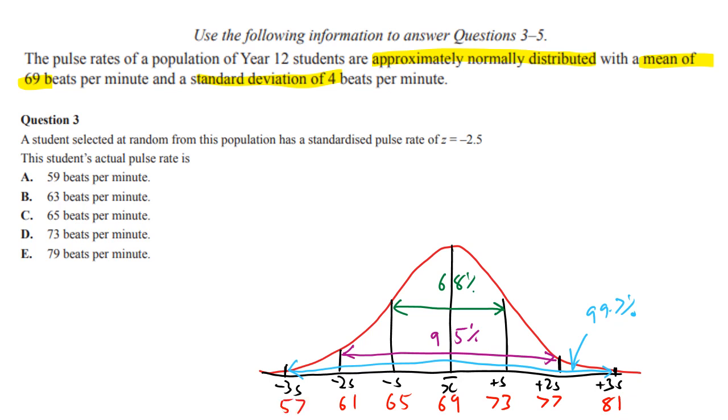Now, if you're starting at 69 and you want to go minus, so all the minus is this way on the chart, then we're going to go minus 2.5. Well, minus 1 is 65, minus 2 is 61, and half of the 4 is another 2. So we're going to be there, which is 59. So the answer to question 3 is A. Most people got that right.